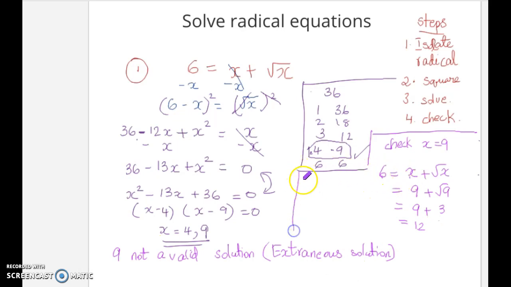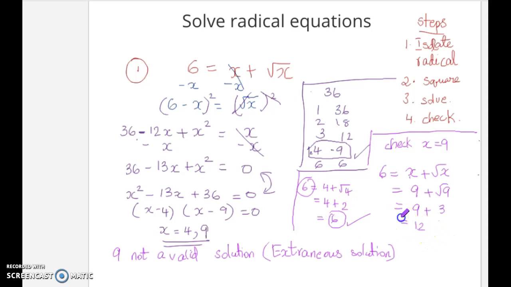So 6 is equal to, instead of x I plug in 4. 4 plus square root of, instead of x I plug in 4. So 4 plus square root of 4 is 2. 4 plus 2 is 6. They do match up. 6 is equal to 6.